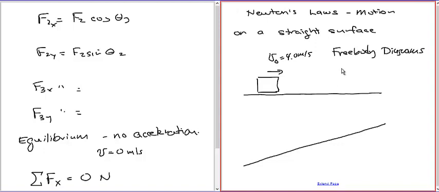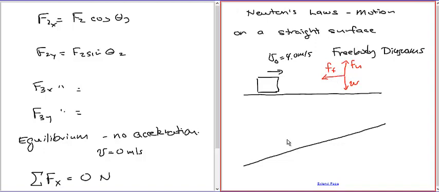So for example, if I drew a free body diagram here, and you can work out the details, you're going to have the friction force pushing that way, you're going to have the weight going down, and you're going to have the normal force going up. And so that's what I'm looking for in this situation.